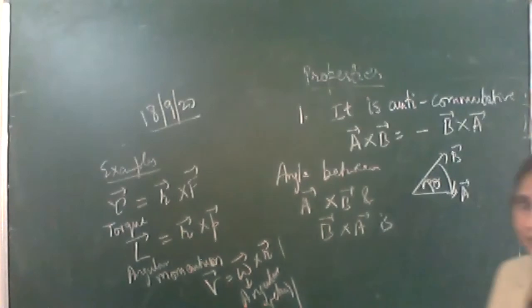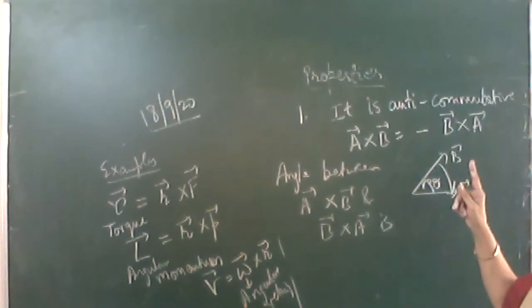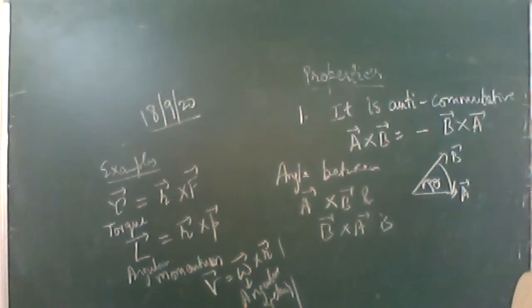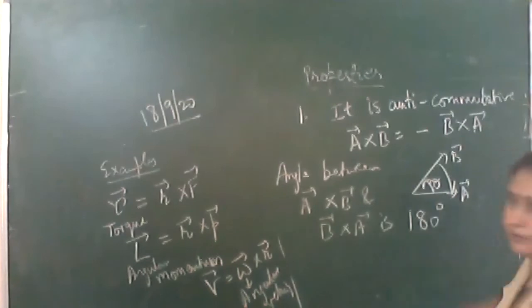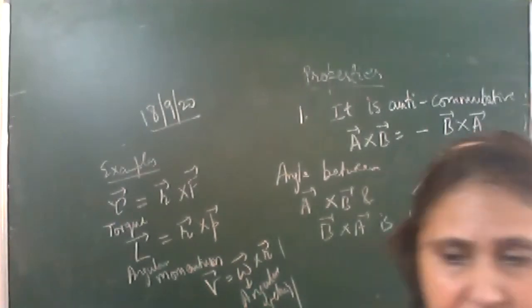What is the angle between A cross B vector? A cross B vector, suppose it is C vector, outwards. B cross A vector, inwards. What's the angle between them? Two vectors acting in the opposite direction. What is the angle between them? It is 180 degree.